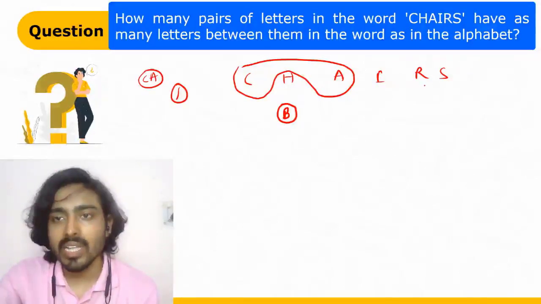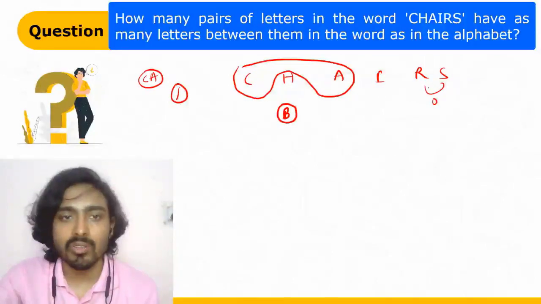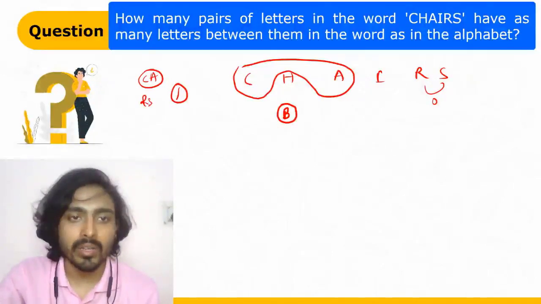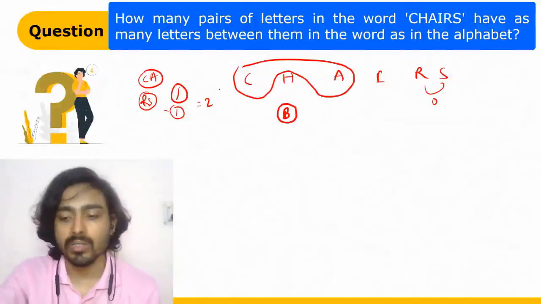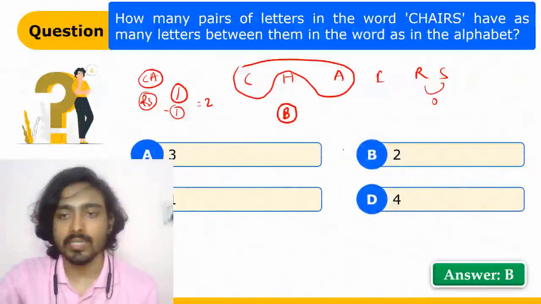What is the number of alphabets in R and S? It is 0, and here it is also 0. So RS will be the second pair. So now we have two pairs, 1 and 1. This is two pairs. Look at the options. Yes, B is the right answer.